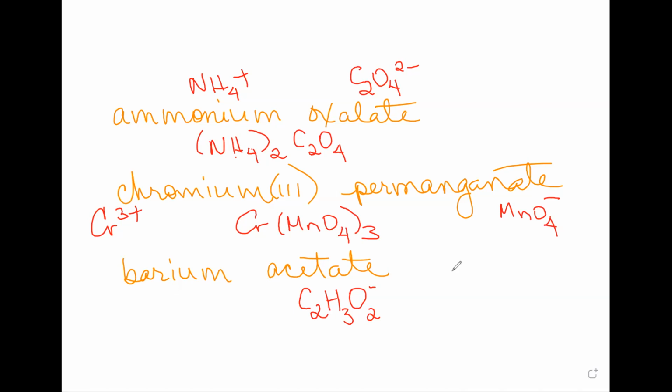What's the barium ion look like? It's barium 2 plus because it's an alkaline earth metal. It's in column 2A. So I have 2 acetates. This is polyatomic, so I need to put those in parentheses and then put the 2 on the outside. Nice. Very nice.